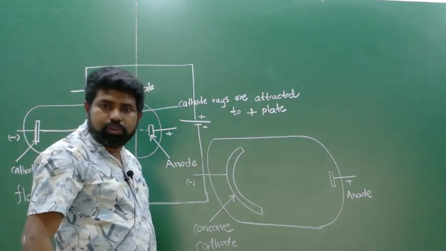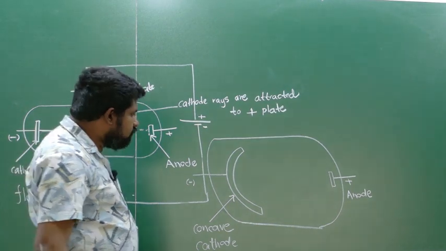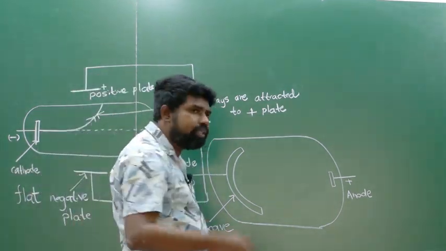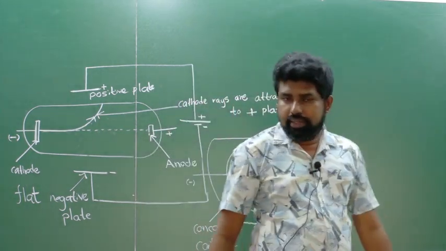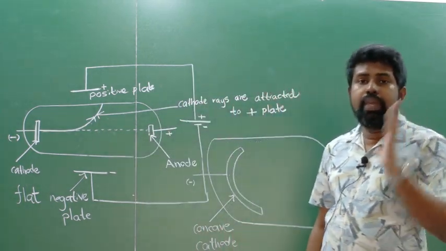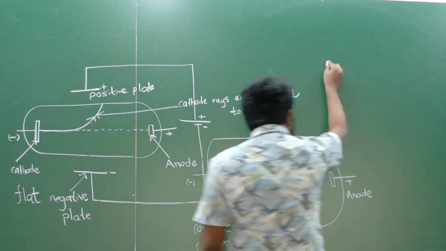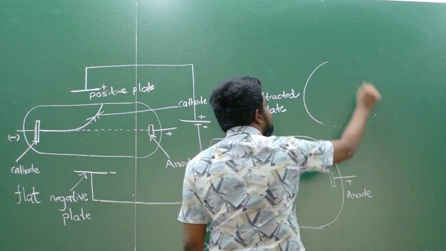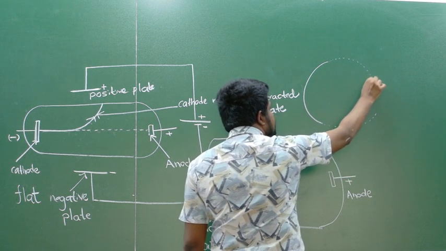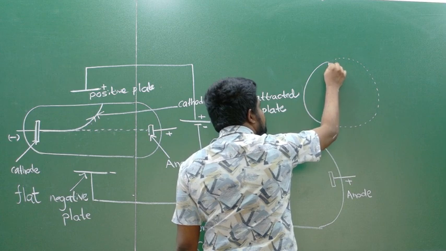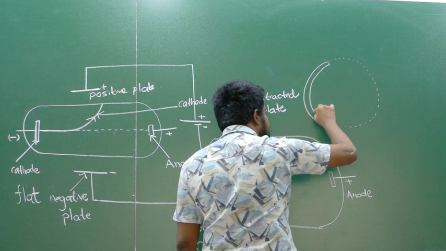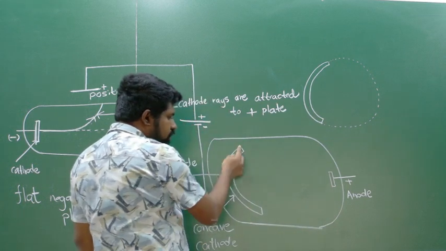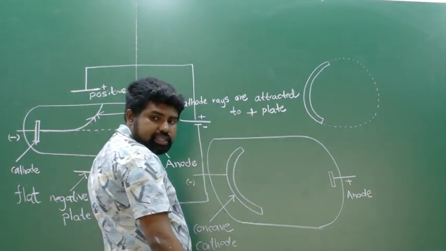Therefore Thomson used a concavely shaped cathode for that. As you studied the physics part in O-level science, you know concave mirrors. The concave mirrors are like circular. Actually, they are circular, but we use just a part of it, like this. It's like a concave mirror.